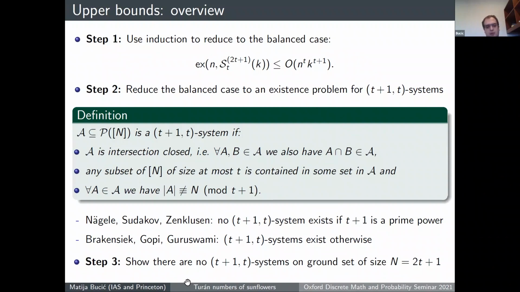And then I'm not going to show you step 3 either. I'm going to show you a different proof of the fact that when t plus 1 is a prime power, these objects don't exist, because we have a much shorter proof which uses number theory instead of algebraic methods, which were used by Nagele, Sudakov, and Zenklusen. This is a fairly short and nice argument, so I thought it would be a nice thing to close this down.